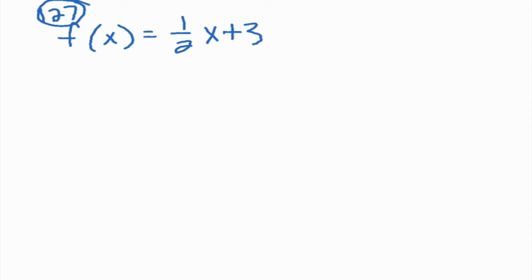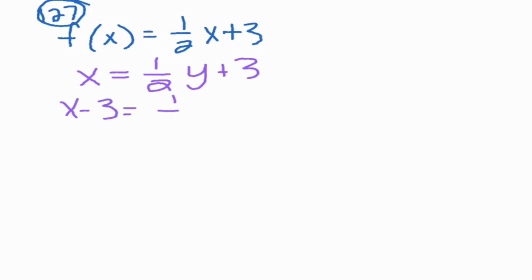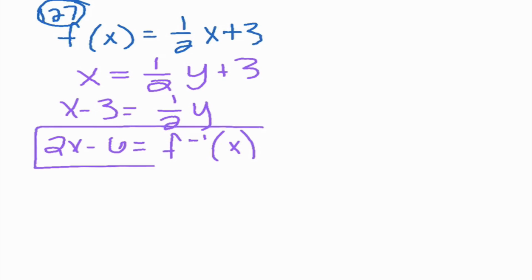And the last problem that I'm going to go through is 127, and this is talking about inverse functions. So first it tells us to find the inverse function informally, and we refer to that as switch and solve. Now I know f of x represents y, so I can just write x equals 1/2 y plus 3. So I need to go ahead and isolate y. So I'm going to multiply everything by 2. So I get 2x minus 6 is the inverse of f of x. So that would be our first step.